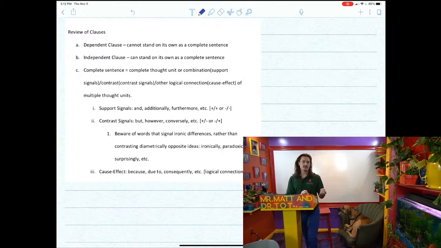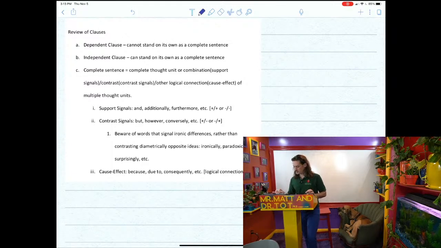You can combine that with an independent clause to make a complete sentence. However, it cannot stand on its own as a complete statement. It doesn't express a complete thought unit, and that's what a complete sentence is supposed to do: express one complete thought unit. So we can combine clauses together using particular rules in grammar, comma rules that we're going to go through. You can also coordinate the meaning between clauses using support signals, contrasting signals, and cause-effect signals. So a few examples of those.